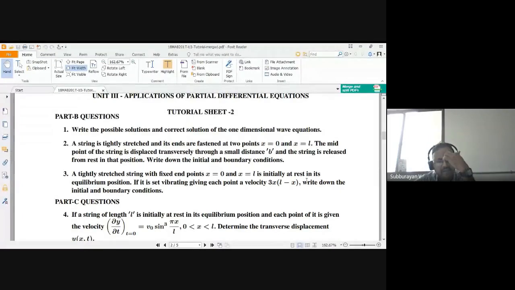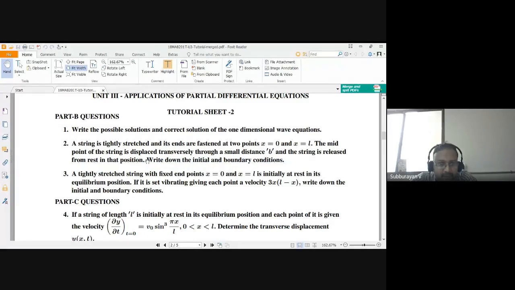Among them, the first one is the suitable solution, the correct solution, because the first one alone has the oscillatory property. Because of that, we selected the first one as the correct solution. Then come to the second question. What is the question they are asking? They are asking to write down the initial and the boundary conditions. They are not asking for the solution.